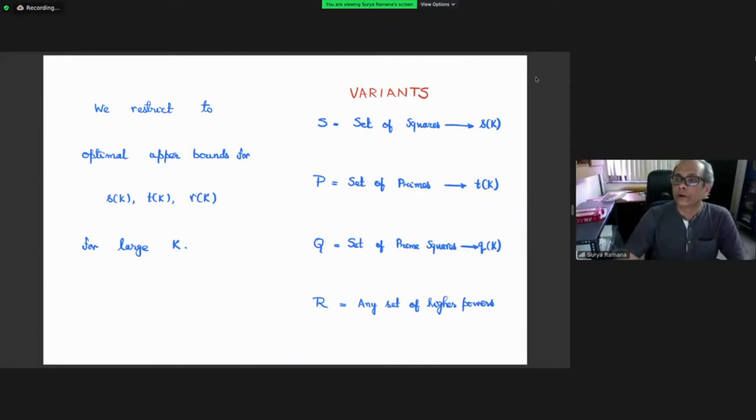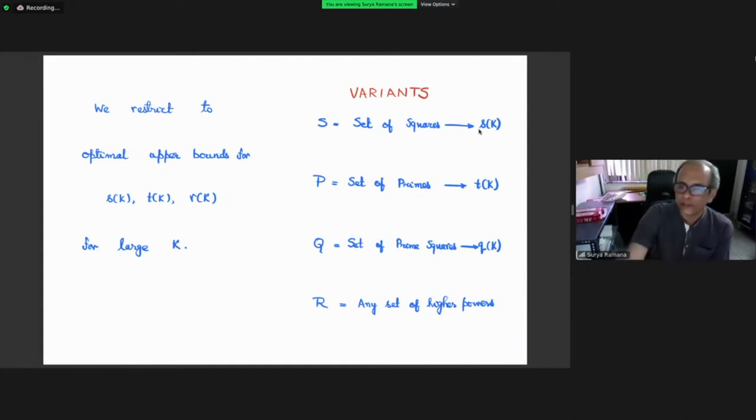Let me say what S_k, T_k, and R_k are. Here are variants of this question that you can immediately pose. For the set of squares, the number is called S_k. S_k is the smallest number such that in any k-coloring of the squares, every sufficiently large integer is expressible as a monochromatic sum of at most S_k squares. Now, for the set of primes, one can pose a similar question. T_k is the smallest integer such that for any k-coloring of the primes, every sufficiently large integer can be written as a sum of at most T_k monochromatic primes.